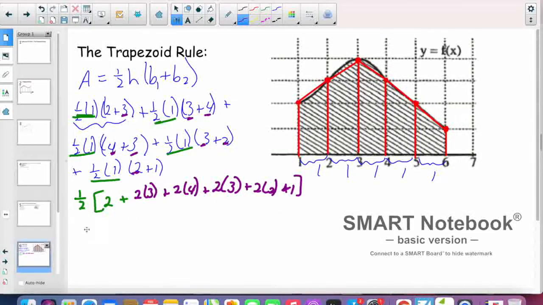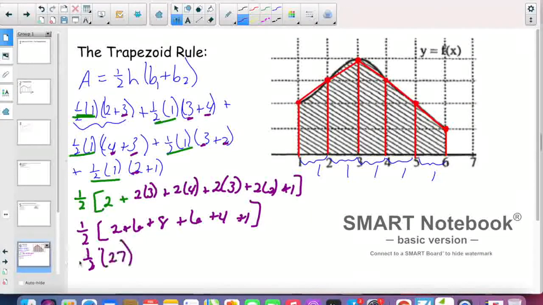And so I can do this pretty simply. I'm going to have a 2 plus 6 plus 8 plus 6 plus 4 plus 1, which gives me 1/2 of 27. And half of 27 is 13.5. And if I remember correctly, I think that was the same answer that we got for the midpoint rule. So in this case, the midpoint rule and the trapezoid rule are very, very close. That does not always happen, just occasionally.